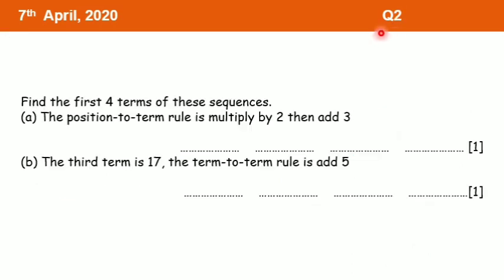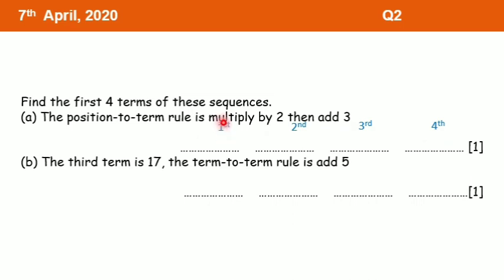Okay, continue to question 2. Find the first four terms of these sequences. A. The position to term rule is multiply by 2 then add 3. Before we start doing the question, we have to label all the terms first. So I make it first, second, third, and also the fourth one.